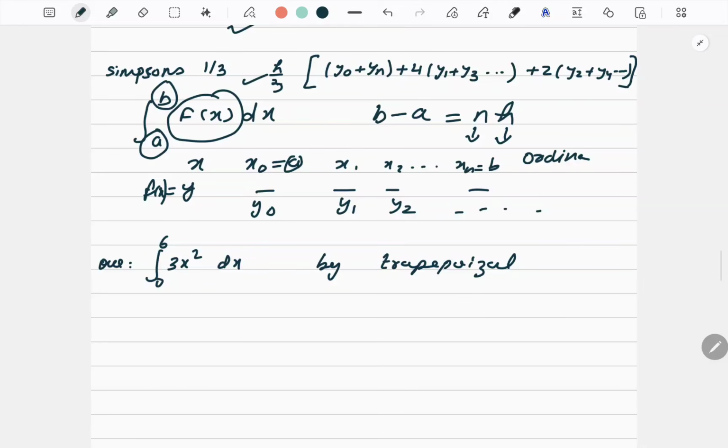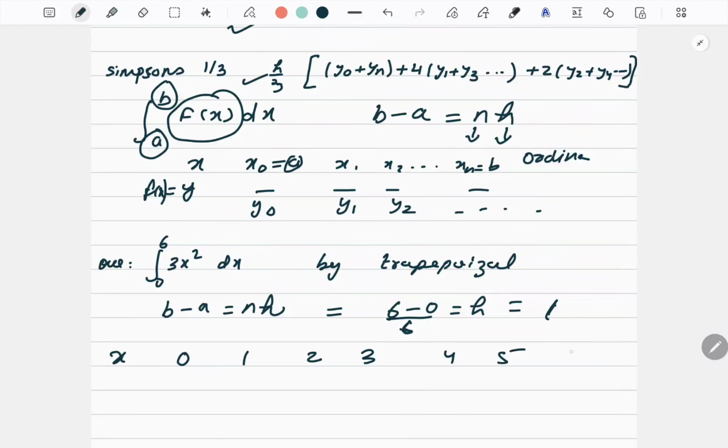Suppose they have given this question and I have to solve it by trapezoidal rule. Trapezoidal rule means n can take any value. So now 0 to 6, I'll always try to make things very easy for myself. So I'll take h is equal to 1. See, I told you B minus A is equal to nh. Suppose they have said 6 equal parts. So 6 minus 0 upon 6 is equal to h. If they don't give, you take as per your understanding. So make it easy. Like h is equal to 1 I want to take. So now my x values will be 0, 1, 2, 3, 4, 5 and 6.